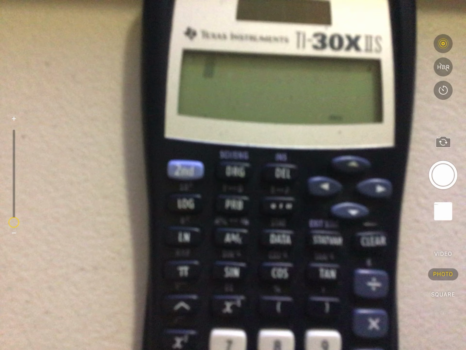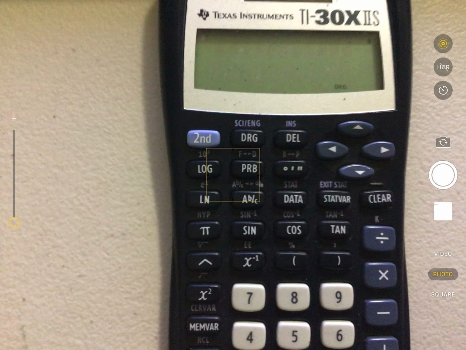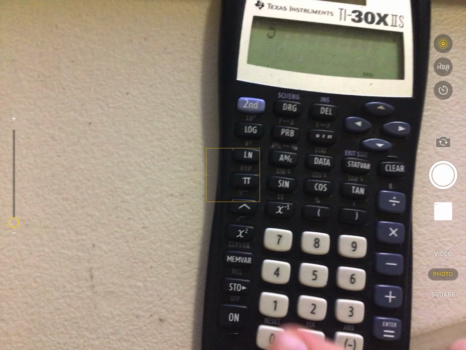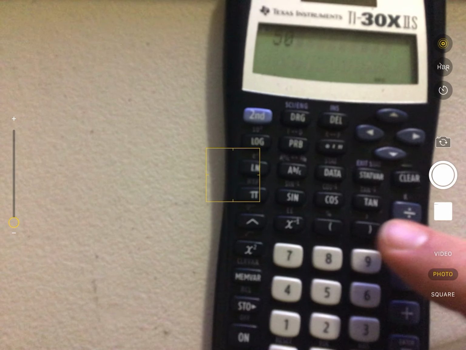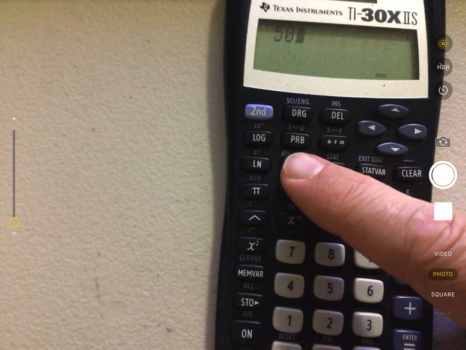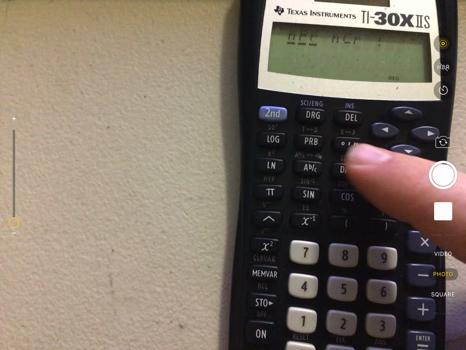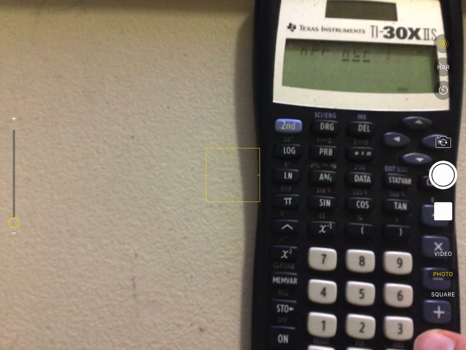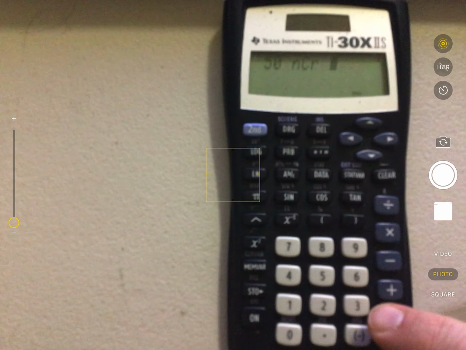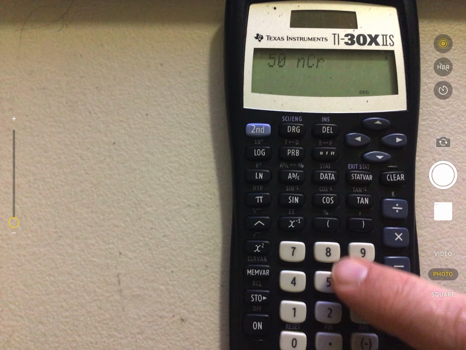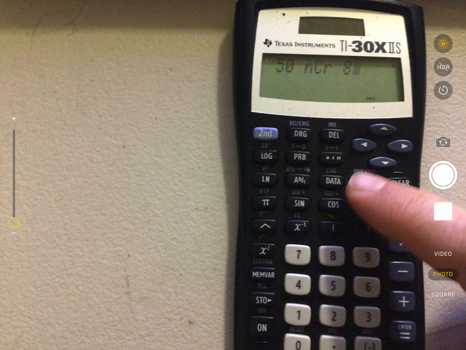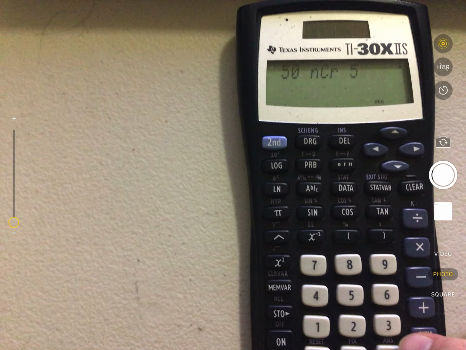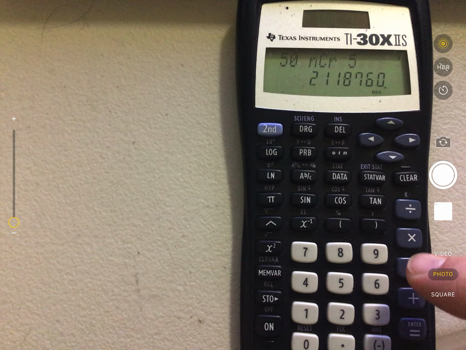And on my calculator, here's what I'm going to type in. I'm going to type in 50. So let me come in here and type in 50. And then I'm going to go get that C button. Now on my calculator, it's here under the PRB. And I'm going to toggle over to the C and select it by hitting enter. And then I'm going to type in the 5. Oops, I typed in 8, so I got to go back and type in 5. And when I hit equals, there's my answer.